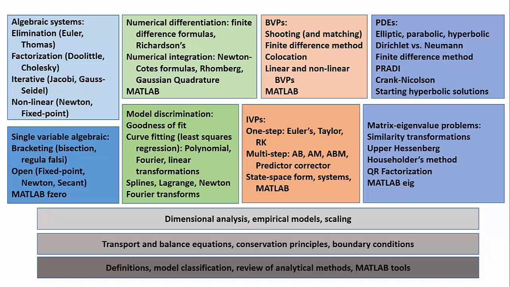Again, we'll begin with our summary slide showing all of the topics that we'll discuss in this course. So far, we've talked about solving systems of algebraic equations and algebraic equations of a single variable, and we've in fact implemented some of those methods as we've studied other topics. We've talked about various methods for model discrimination, and in the context of model discrimination, we introduced curve fitting and measures of the goodness of fit.